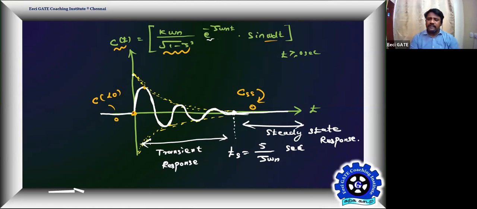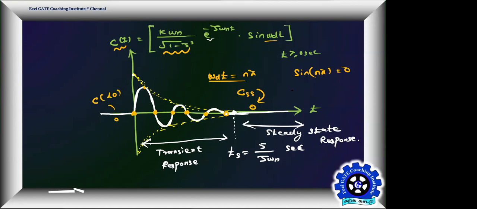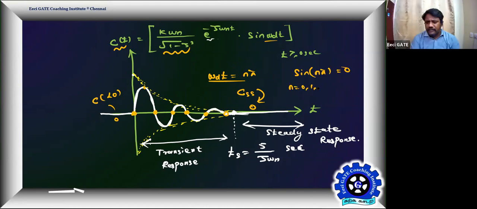Yes or no? Whenever omega d t touches n pi, oscillations will touch 0. Whenever omega d t touches n pi, oscillations are 0. Remember, sin n pi is equal to 0, where n can be an integer. n is 0, 1, 2, 3, 4, whatever it is.